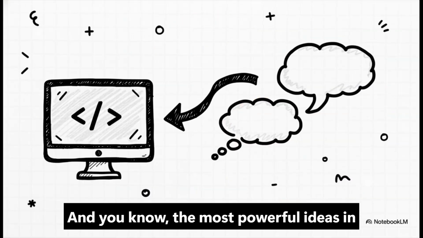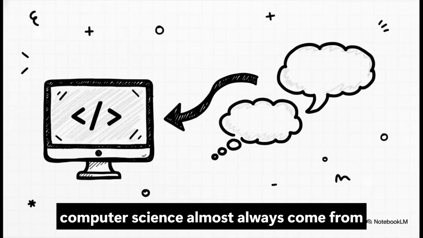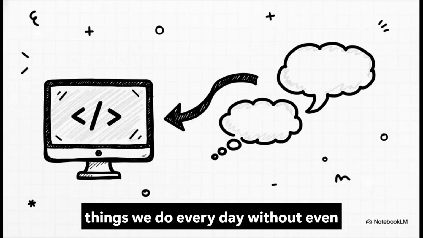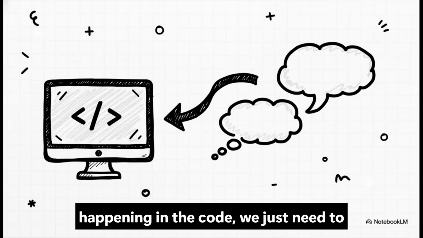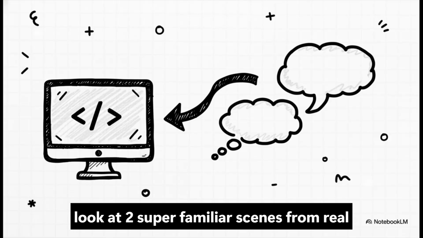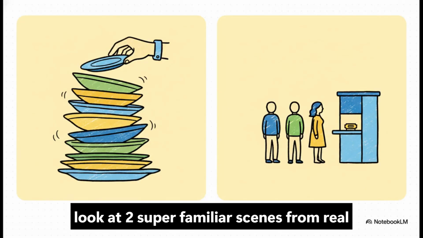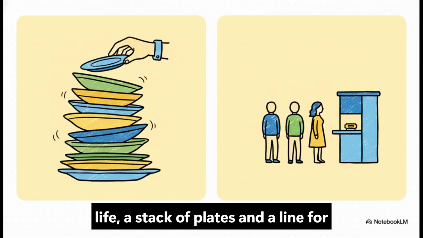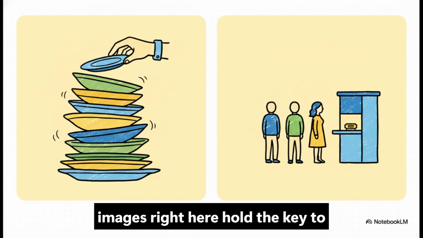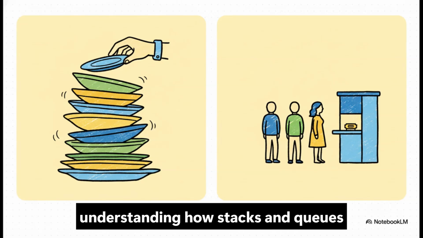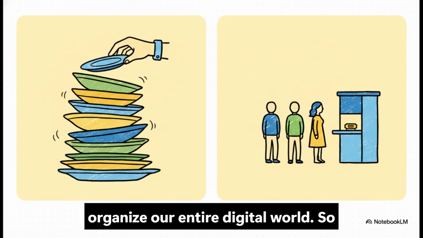And you know, the most powerful ideas in computer science almost always come from things we do every day without even thinking about it. So to really get what's happening in the code, we just need to look at two super familiar scenes from real life. A stack of plates and a line for tickets. Believe it or not, these two images right here hold the key to understanding how stacks and queues organize our entire digital world. So let's start with the plates.